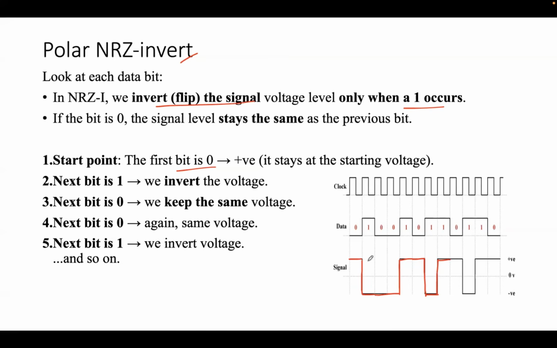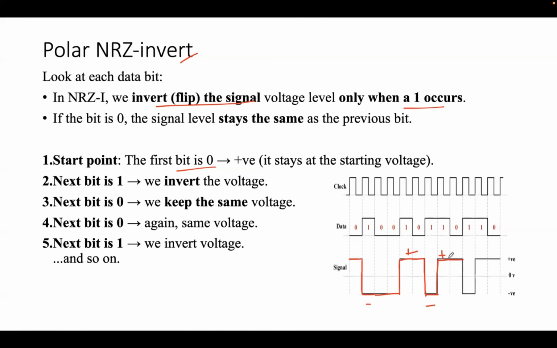You can just observe, for the first one, it is negative. For the second one, it is positive. For the third one, again it is negative. For the fourth one, positive. Okay, so there should be alternate negatives and positives for one value. And for 0, remain in the same voltage level.